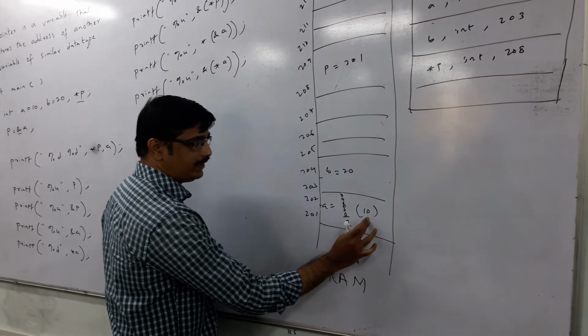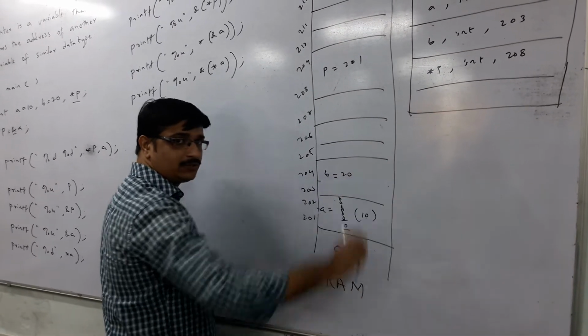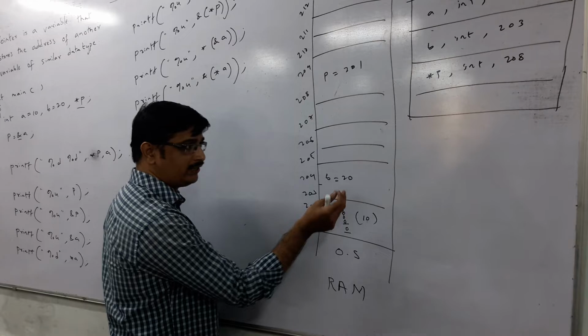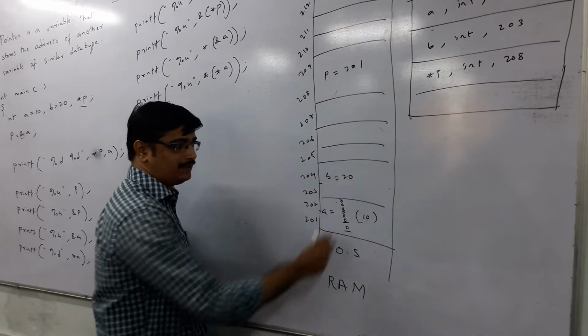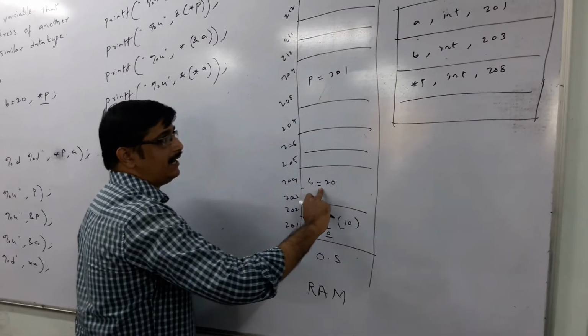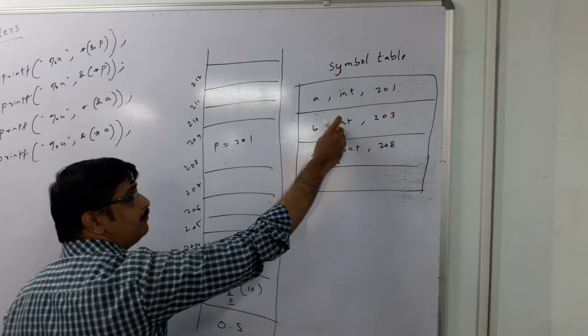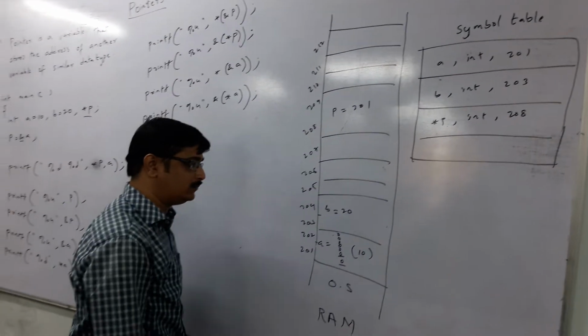Similarly, for b equals 20, the binary format of 20 will be stored. The name b will not be stored here, nor will the decimal number 20. In fact, the binary value of 20 will be stored, and the starting address and the data type, the complete information will be stored in the symbol table.